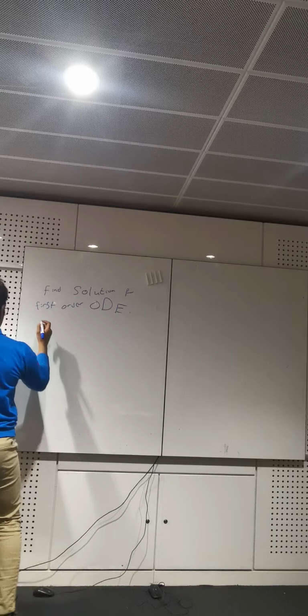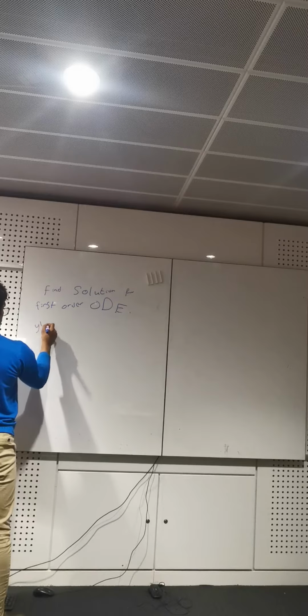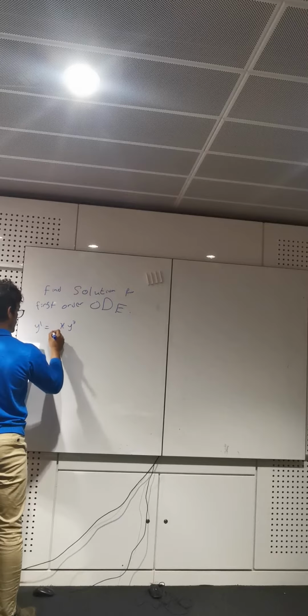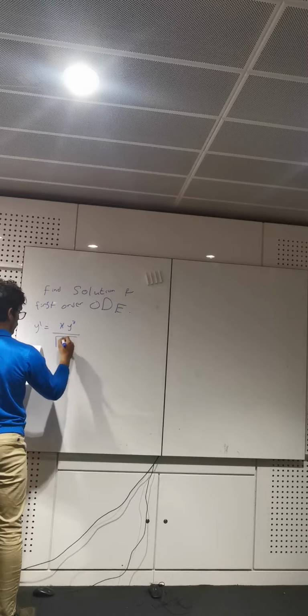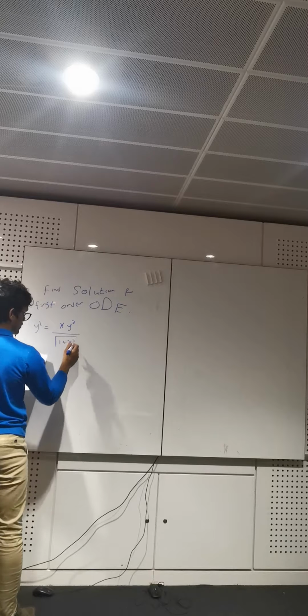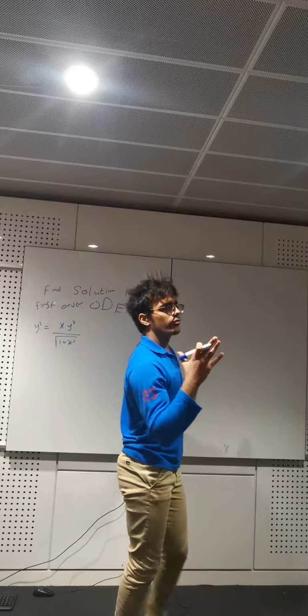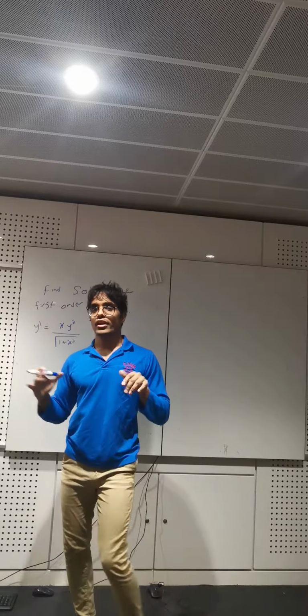y prime is equal to x times y cubed divided by the square root of 1 plus x squared. So we think about it: can we separate x to be on one side and y on the other side?